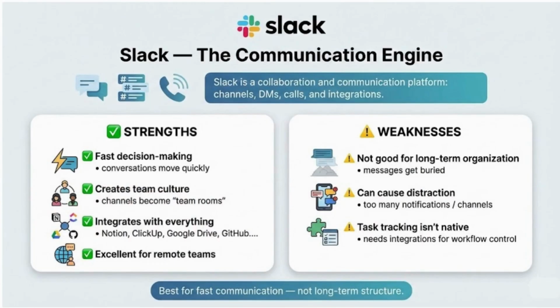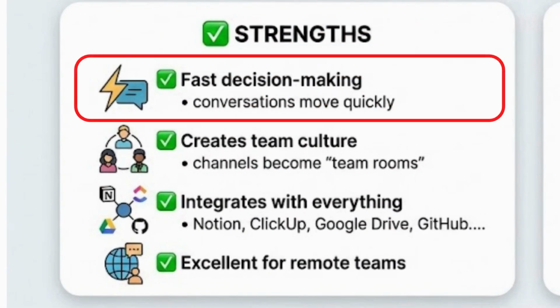Now the biggest strength of Slack is speed. Slack is built for fast decision making. In the real world, sometimes you don't need a whole task board or a long document. You just need a quick answer like, are we launching today? Who's handling the client? Did we approve this design? Can we fix this bug now? And Slack makes those conversations instant.